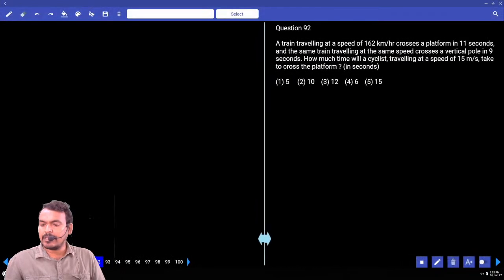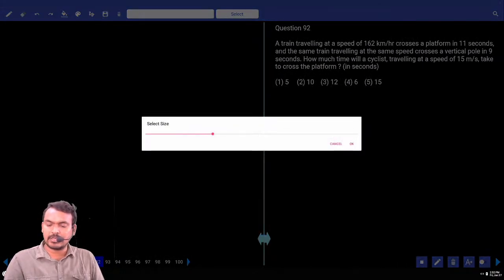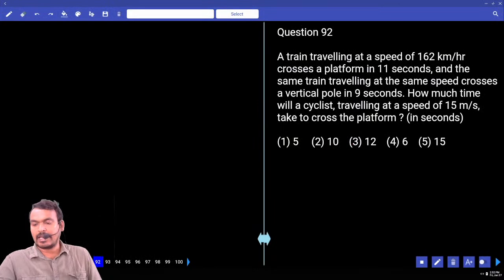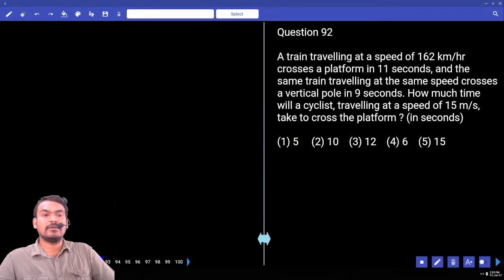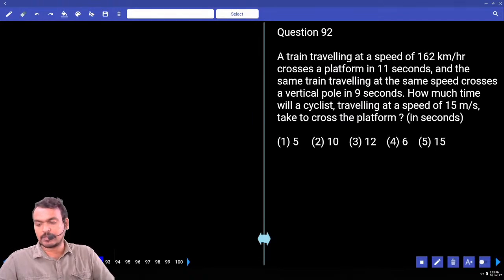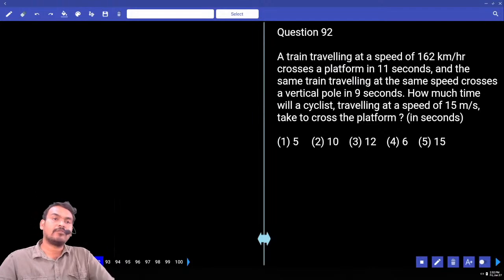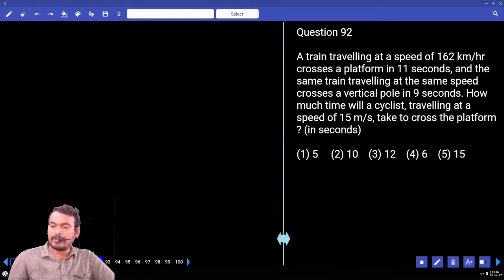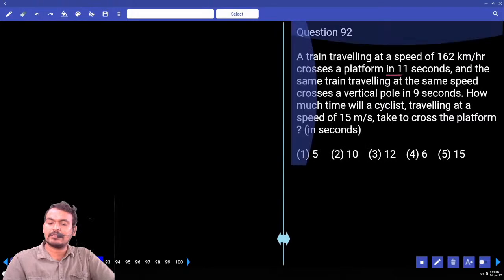A train traveling at a speed of 162 km per hour crosses a platform in 11 seconds. The same train traveling at the same speed crosses a vertical pole in 9 seconds. How much time will a cyclist traveling at a speed of 15 meters per second take to cross the platform? First of all, the train passes the platform in how many seconds?